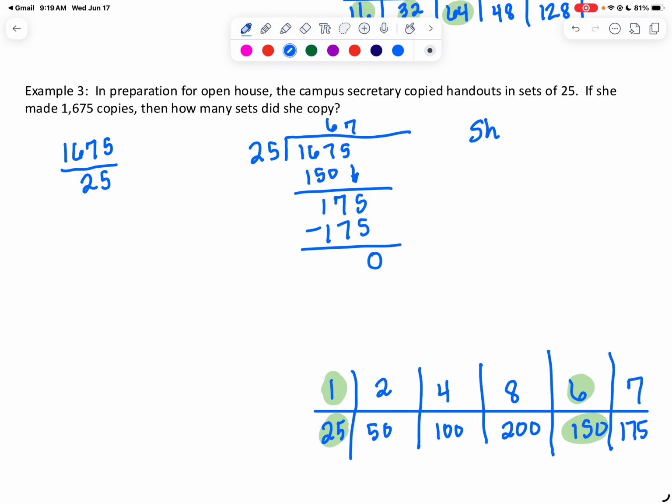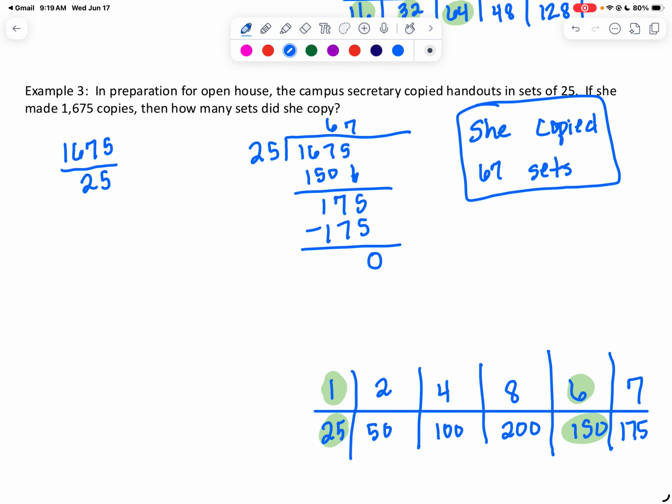So she copied 67 sets. And that concludes today's lesson, review of dividing whole numbers.